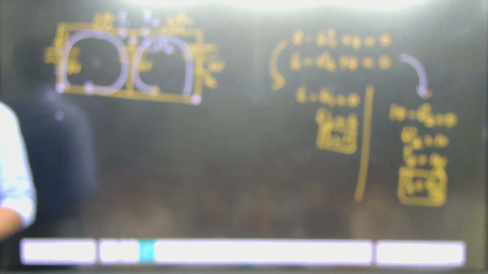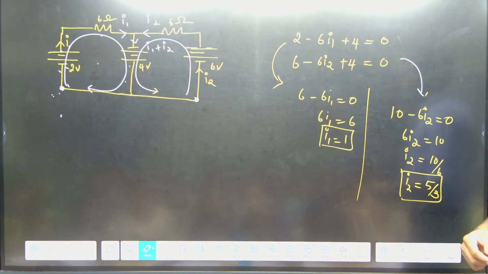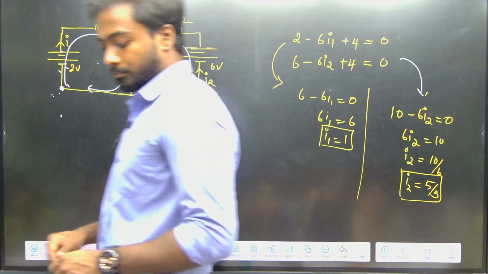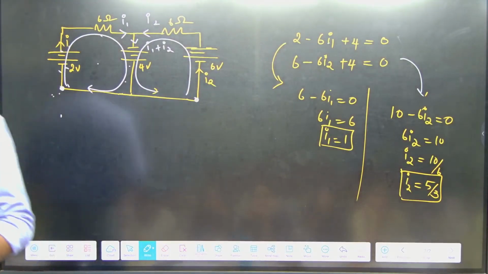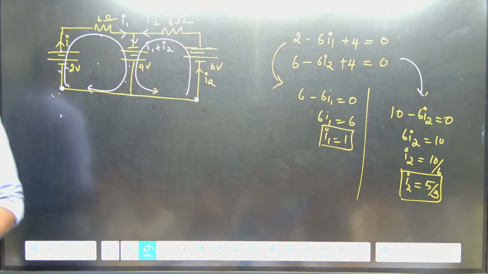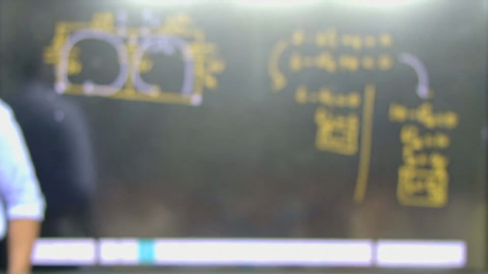Two equations, two unknowns. From the first equation only we can get the first unknown. Second equation we can get the second unknown. Done? Completed?